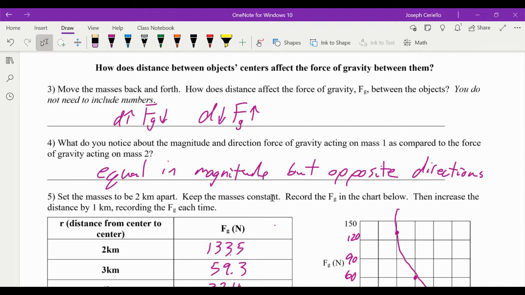Now, those forces will always change depending on how we move the objects, but they're always equal to each other. At any given point, they're equal to each other, pointing in opposite directions. So check out the simulation, if you haven't already.